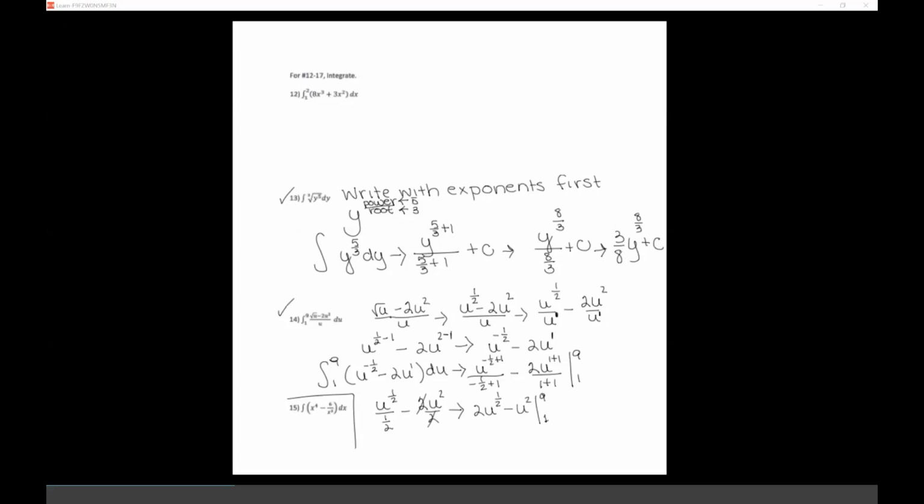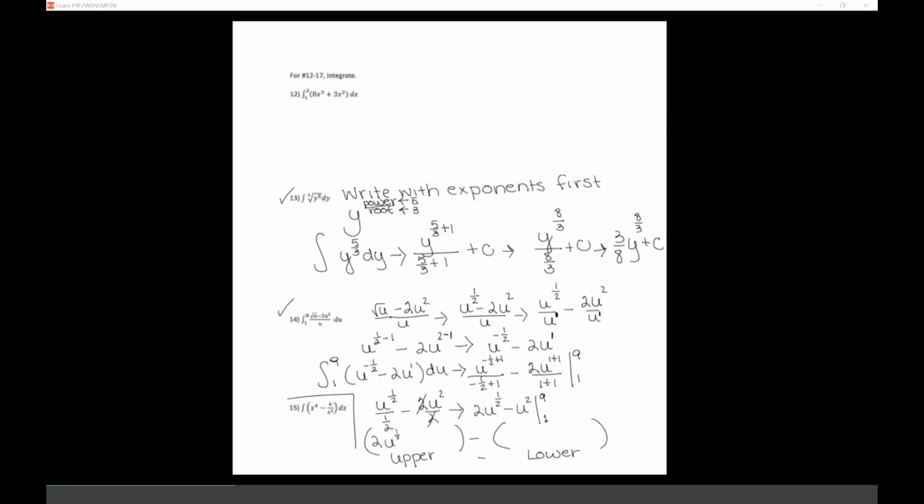Now I'm finally to where I can use the fundamental theorem. Remember, that's going to be upper minus lower. Everywhere in the function rule, everywhere I see a u, I'm going to put the upper bound.